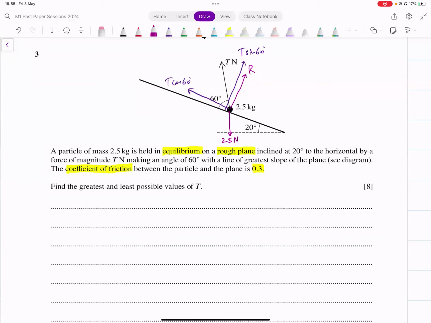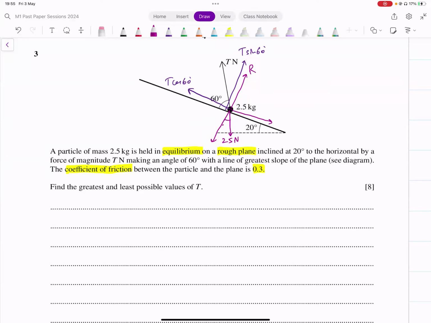Now, let's resolve weight as well. Weight is going to have one component acting here and the other component acting perpendicular to the plane like this. If this angle is 20 degrees, this angle is also 20. The component acting adjacent to the angle, that's going to have cos. So this is 25 cos 20. And the component on the other side, that's going to be 25 sin 20.